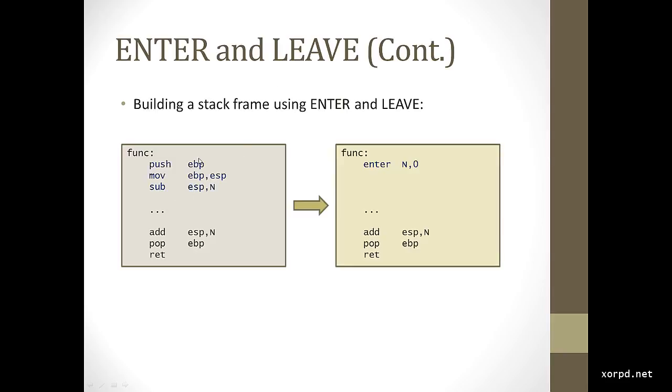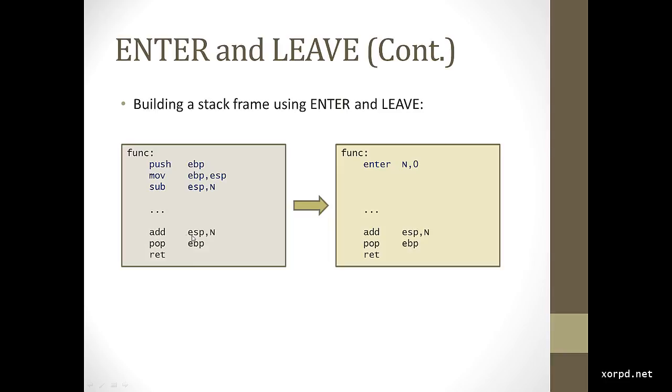First we take those three instructions and we exchange them by this one instruction, enter n 0, which does exactly this. Those three instructions are equivalent to this one instruction. Next we want to deal with the epilogue or the ending of the function.